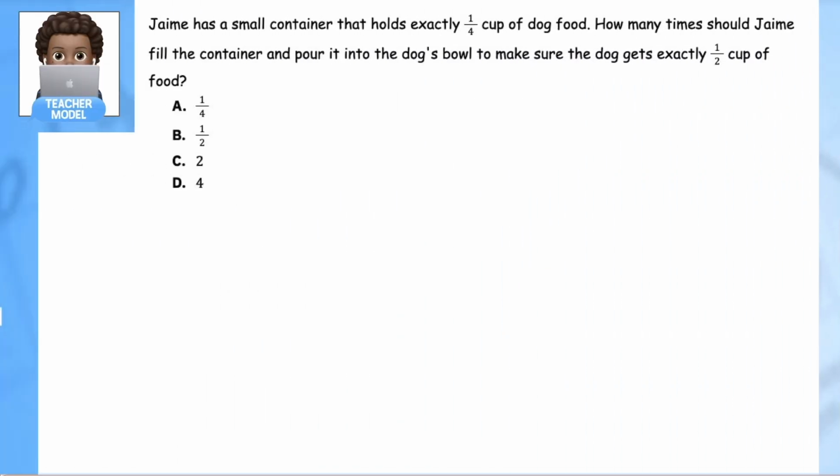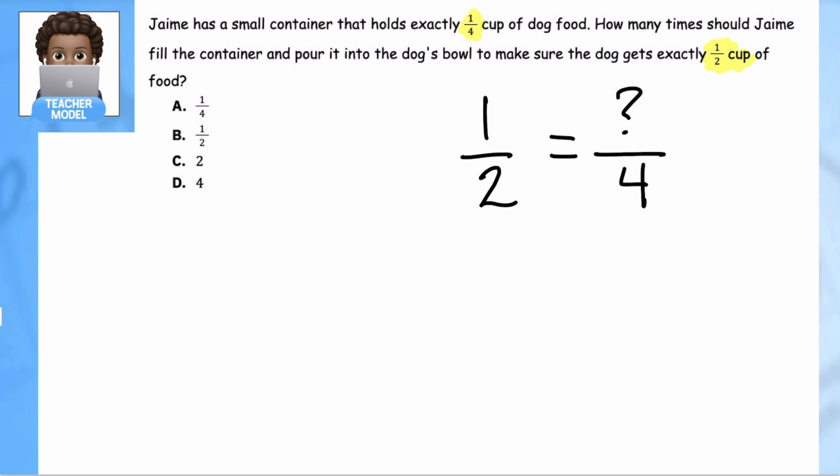Let's look at our first model problem. Jamie has a small container that holds exactly 1/4 cup of dog food. How many times should Jamie fill the container and pour it into the dog's bowl to make exactly 1/2 cup of dog food? So we want to know how many 4ths are equal to 1/2. Actually, I always like having the smaller denominator on the left. So how many 4ths make up a 1/2?